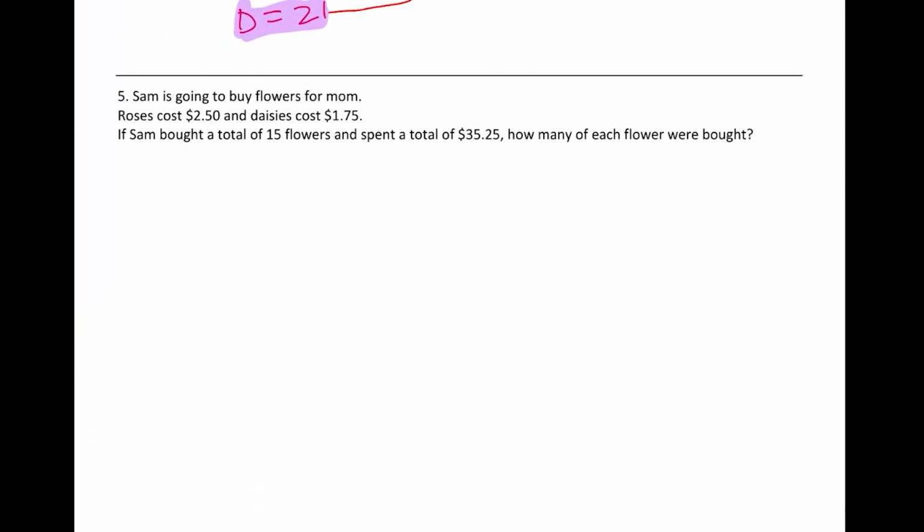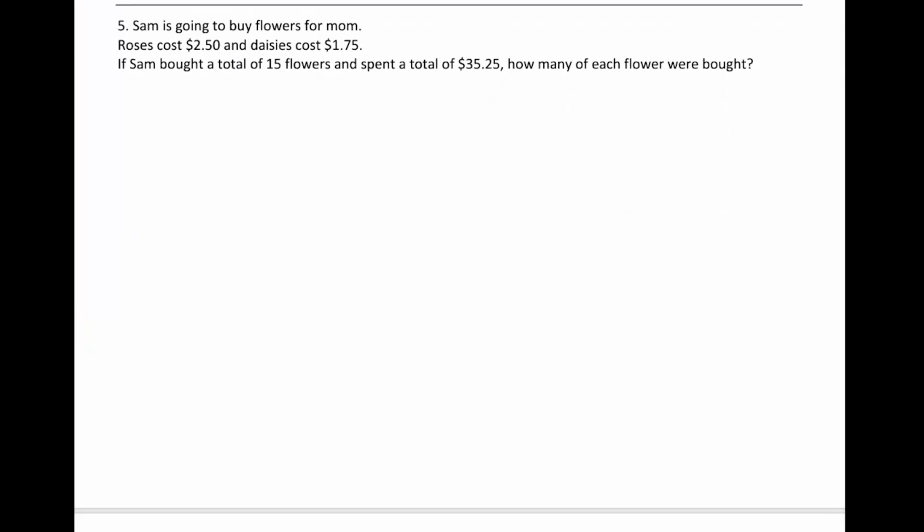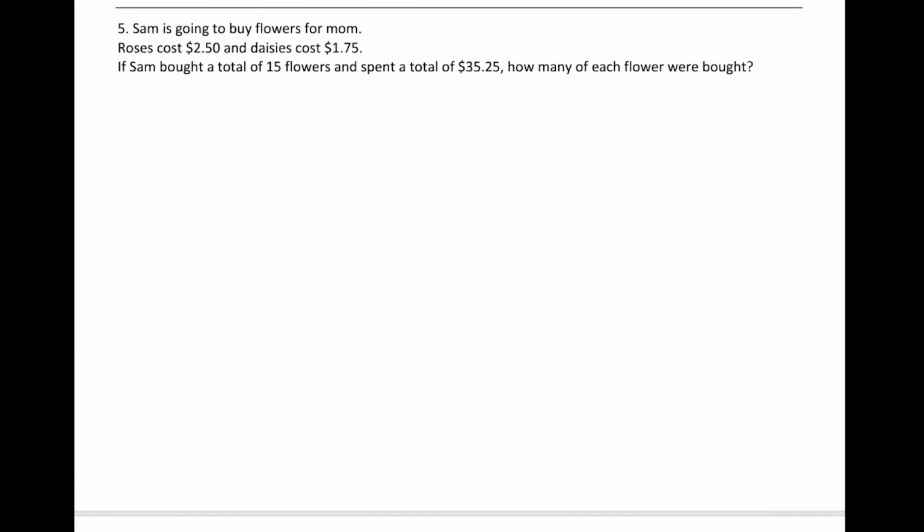Number 5, Sam is going to buy flowers for mom. Roses cost $2.50 and daisies cost $1.75. If Sam bought a total of 15 flowers and spent a total of $35.25, how many of each flower were bought? Okay, so I'm going to let R be the number of roses and D be the number of daisies. If there's a total of 15 flowers, then R plus D has got to equal 15.